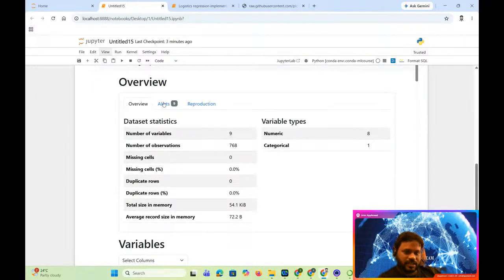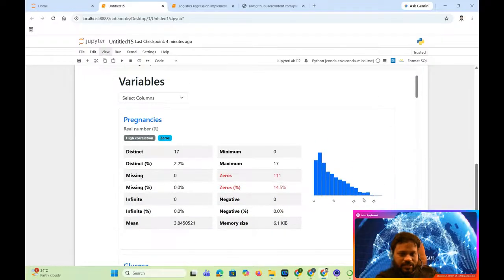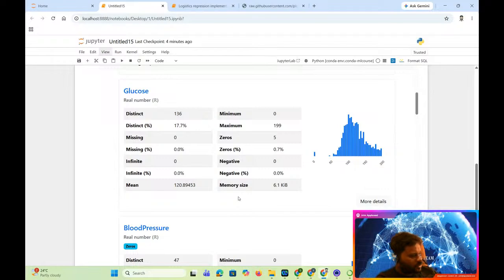You can see the alerts: age is highly overall correlated with pregnancies, skin thickness is highly overall correlated with insulin. Okay, and this is the zeros: blood pressure has zeros, and these are the variables. You can see zeros, maximum, and this is the beautiful way of pandas profiling.